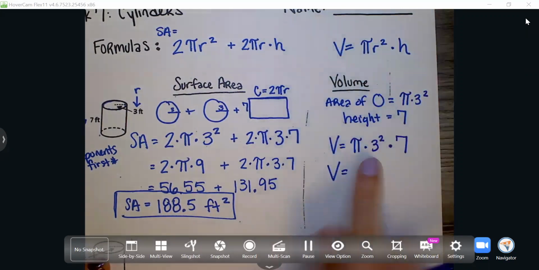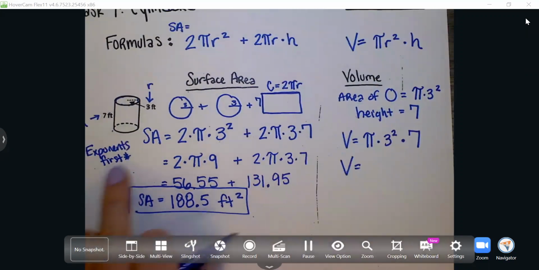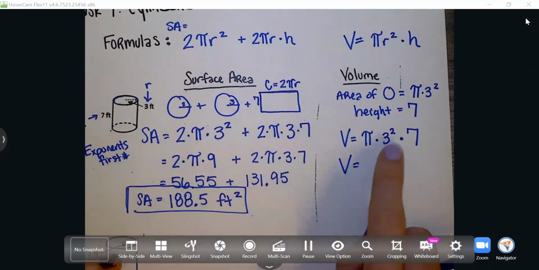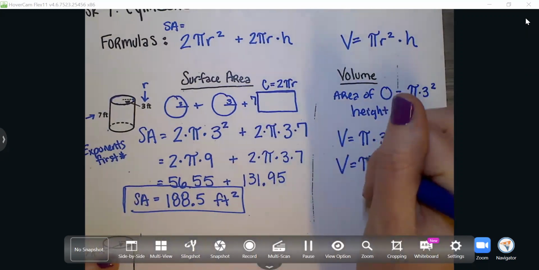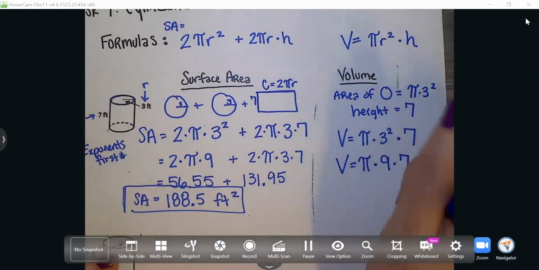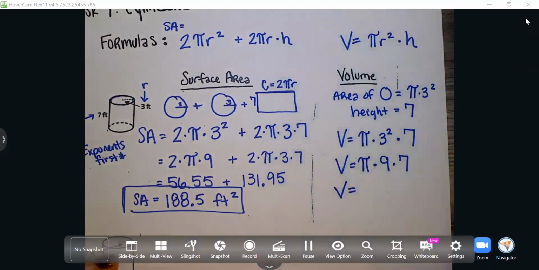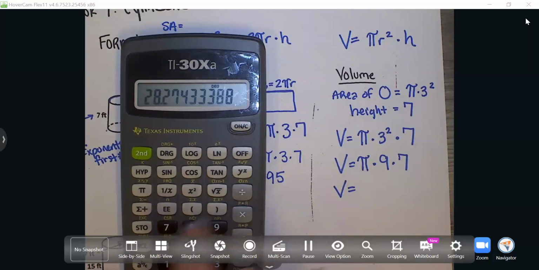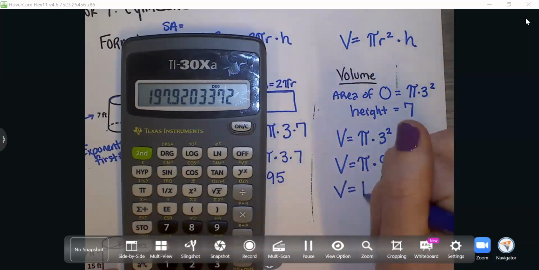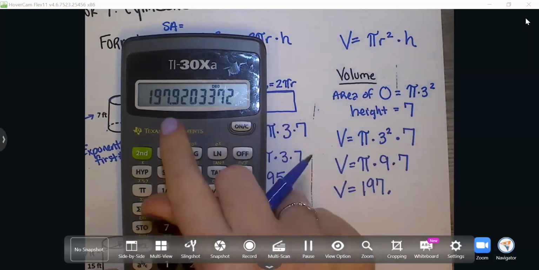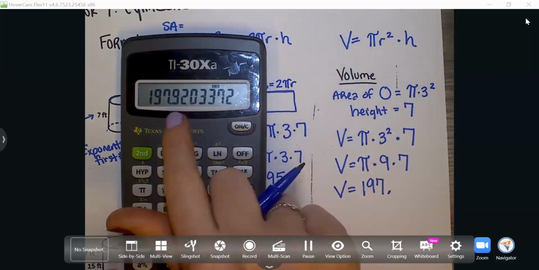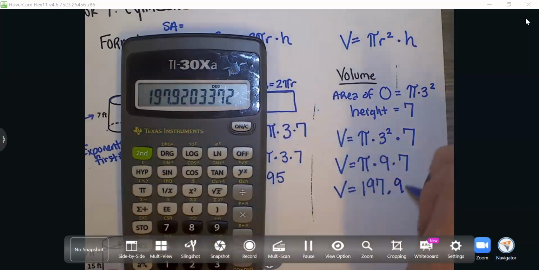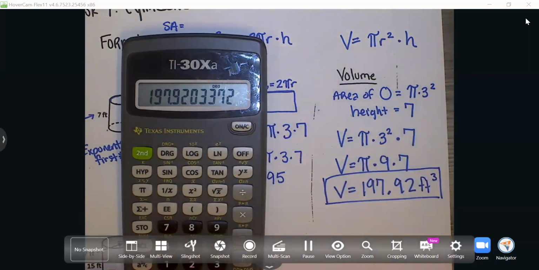And we already know that we should do our exponents first. That 3 squared, 3 times 3 is 9. So I'm going to take pi times 9 times 7. And I can do that in my calculator. Pi times 9 times 7 is 197.920. That 0 lets my 2 stay the same. So 0.92 feet cubed. And that is my volume.